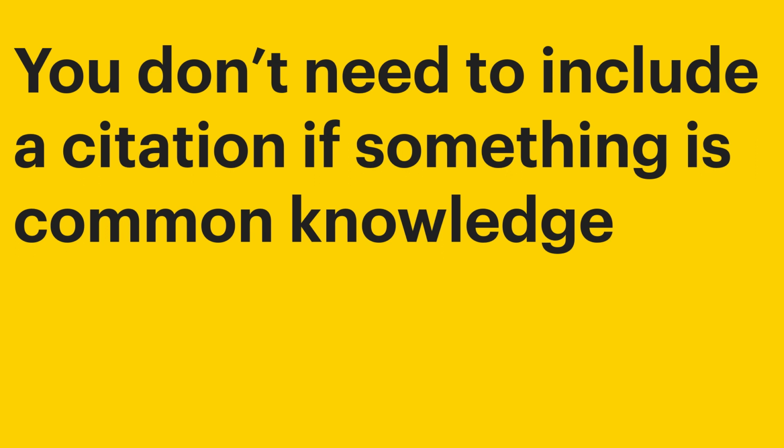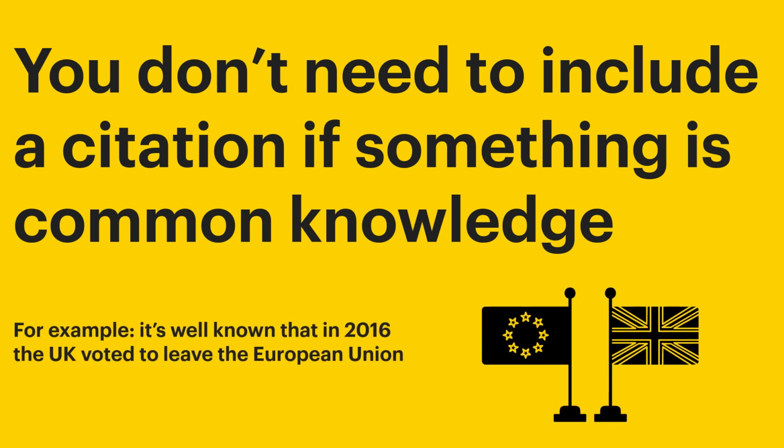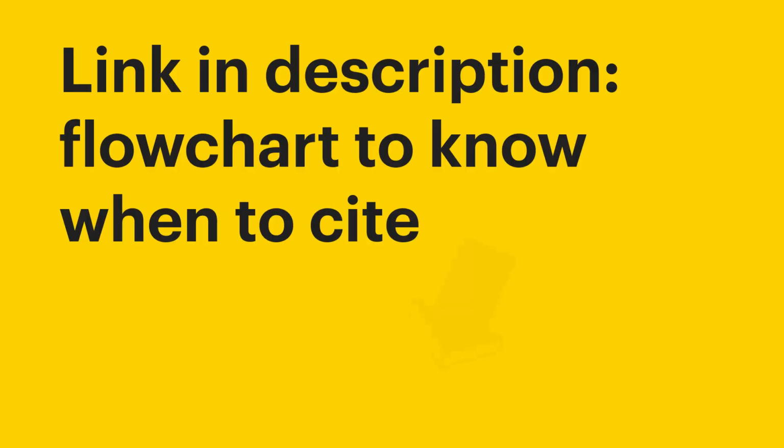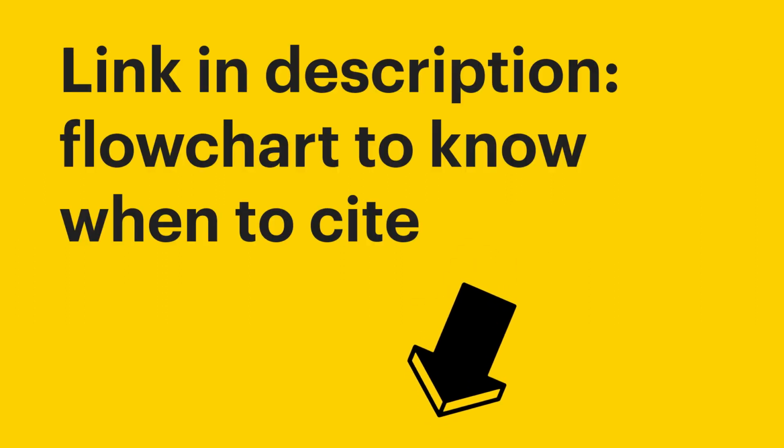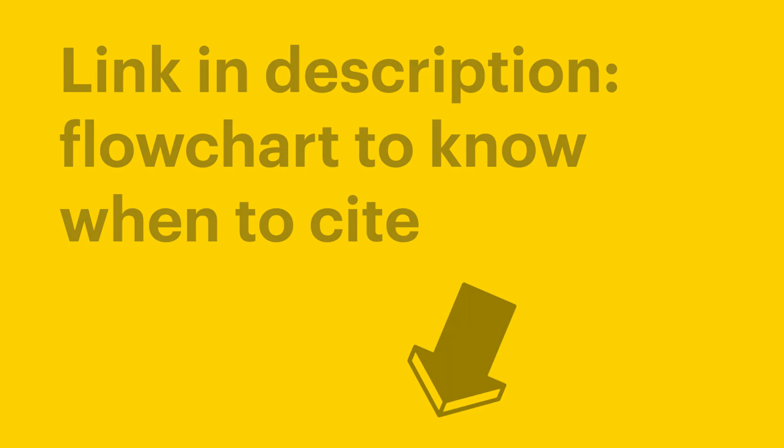You don't need to include a citation if something is common knowledge. For example, it's well known that in 2016 the UK voted to leave the European Union, so you wouldn't need a reference for that. In the description you'll find a link to a flowchart to help you recognize when you need to include a citation.